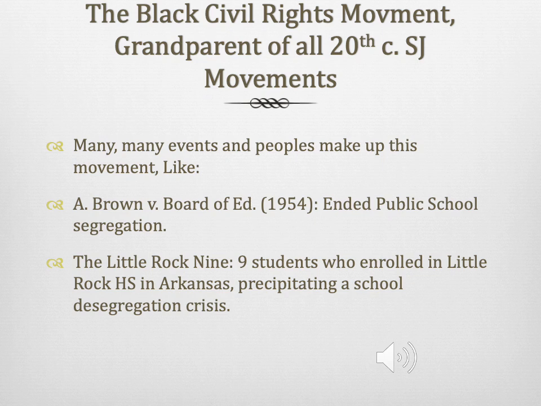Anyway, what happens is, in 1954, a U.S. Supreme Court case, Brown v. Board of Education, ended officially public school segregation. Now, did it really end public school segregation? No, I think public schools are still segregated. It's just a product of neighborhoods and socioeconomic class.